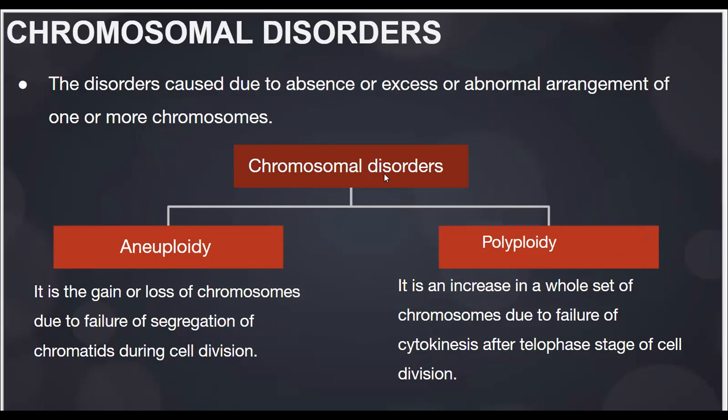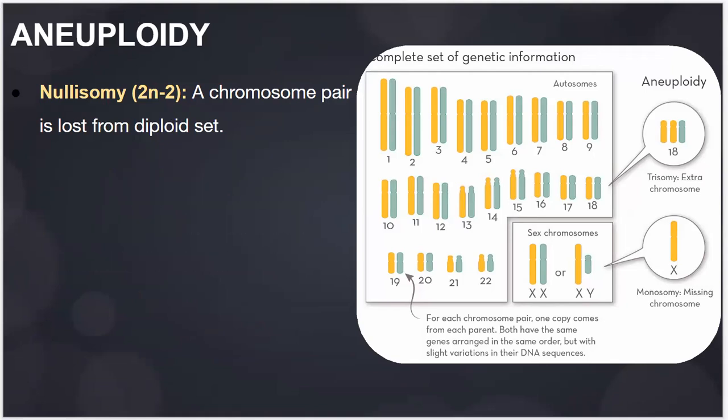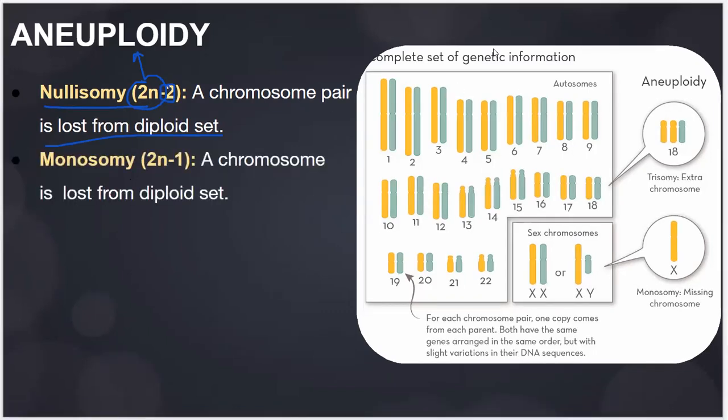Now we will see the terminologies, as in how many chromosomes, pairs of chromosomes, which you need to know to understand the diseases in the examples that we are going to see. So first is nullisomy. You can see what happens: 2n minus 2. You have a total set of chromosomes in a cell that should be 2n. In that, a chromosome pair is lost from the diploid set. So 2 chromosomes are short. In that case, you will say nullisomy. What type of aneuploidy is it? Nullisomy.